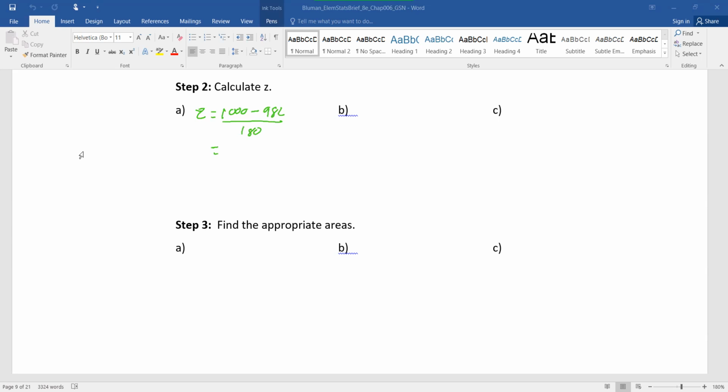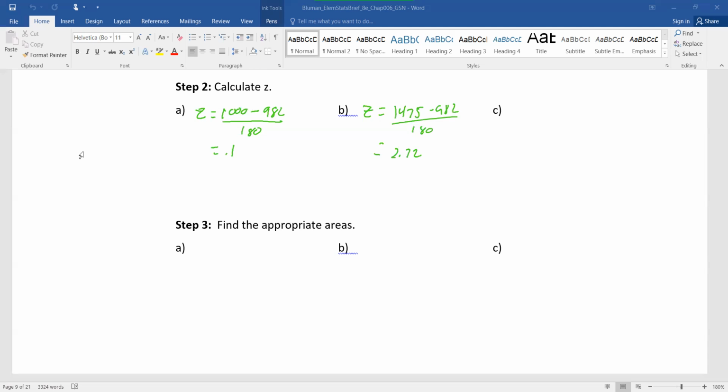Close. No. But you got the right idea of 18 divided by 180. 0.1. Yeah. Good. This one over here, same concept. It's going to be, was it 1475 minus 982 divided by 180. So again, do 1475 minus 982, and then you divide that by 180. So 2.72. So this tells us we're 0.1 standard deviation.